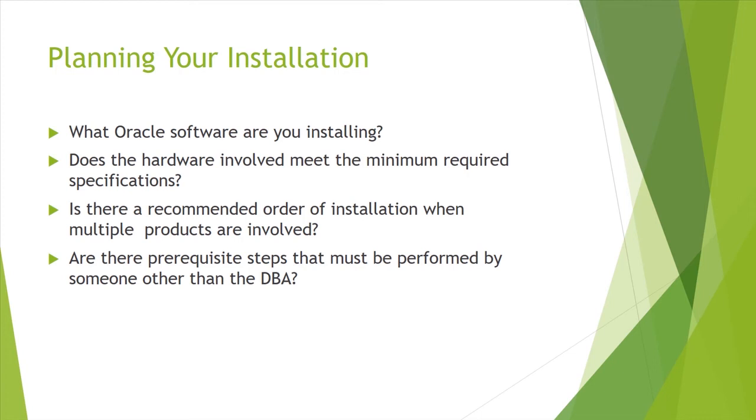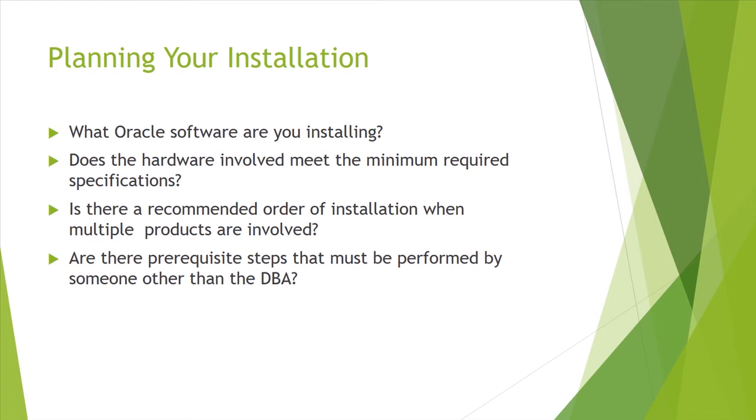Is there a recommended order of installation when multiple products are involved? For example, if you want to use an Oracle RAC database, you first have to install Oracle Grid Infrastructure, then install the Oracle database software, and then you can create the Oracle RAC database. So depending on the software that you are trying to use, there is an order of software installation you have to take care of.